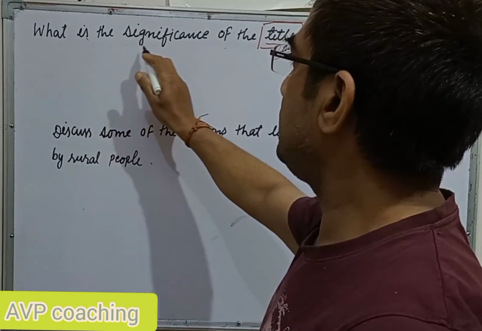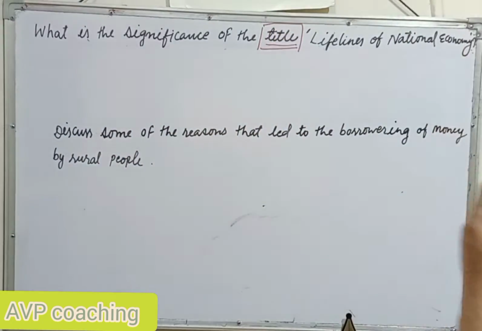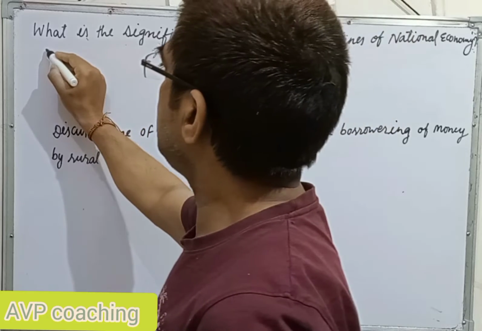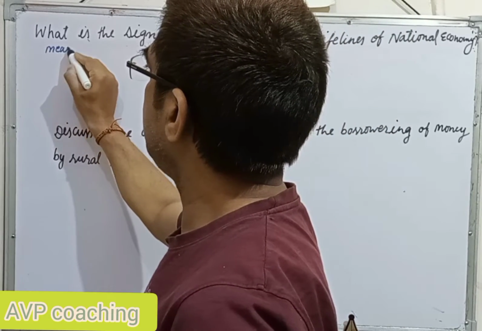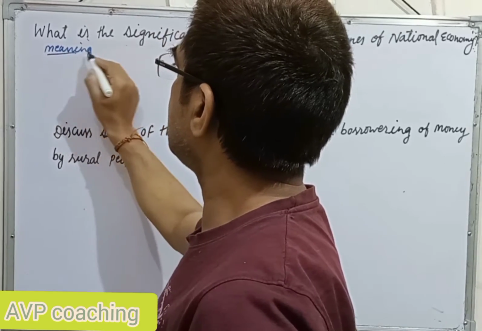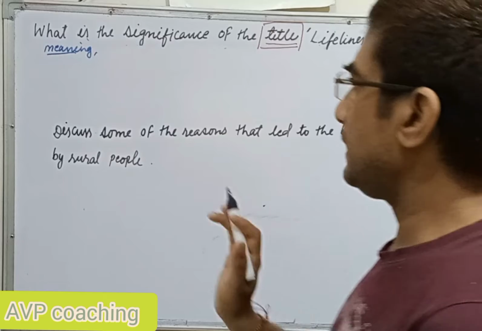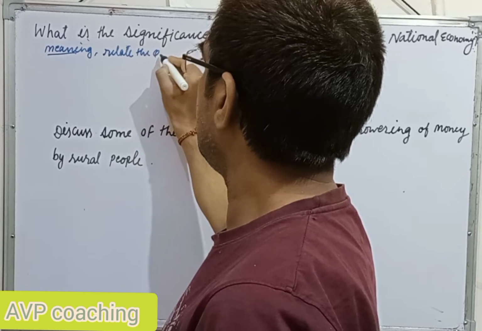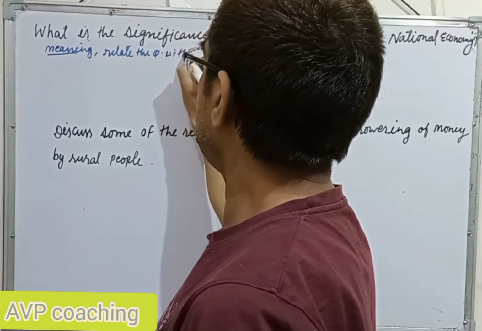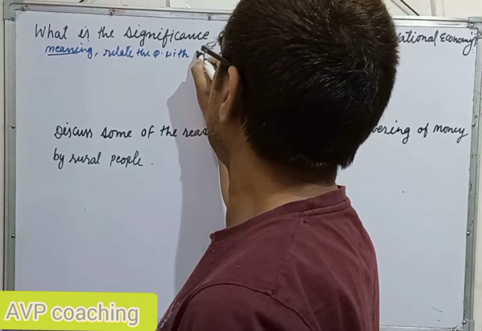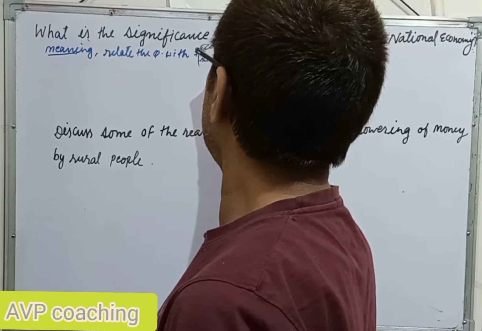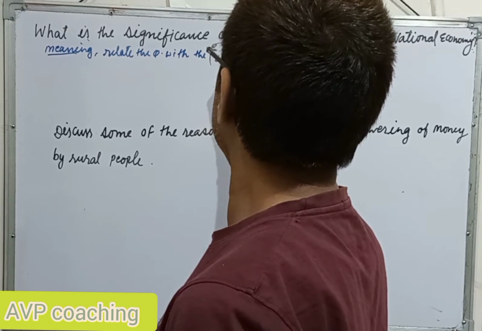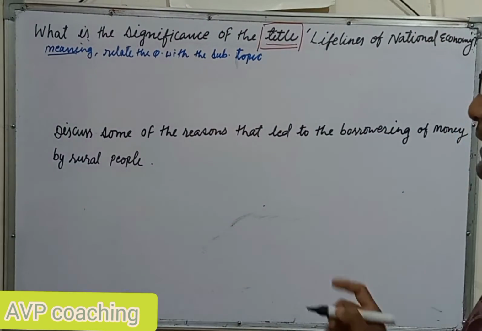The first question is, what is the significance of the title Lifeline of the National Economy? The steps which you should apply while attempting the question: number one, you should clear the meaning of the question. The second step which you have to take is to relate the question with the subtopic. This is the second step which you have to apply.